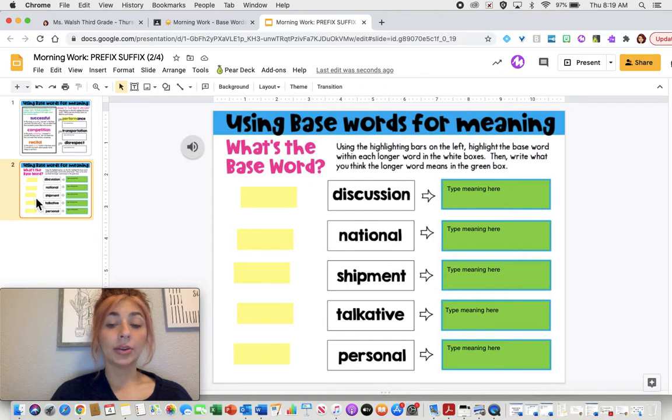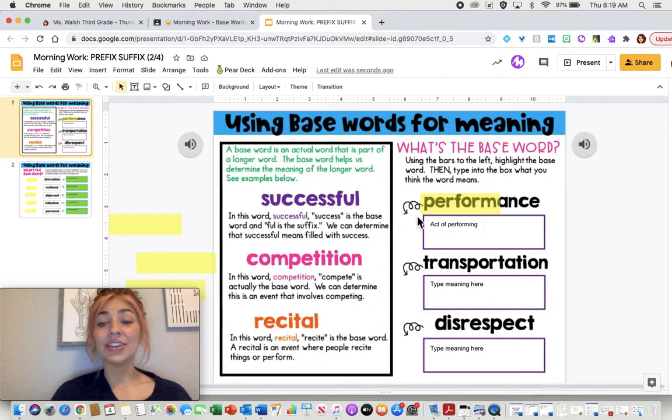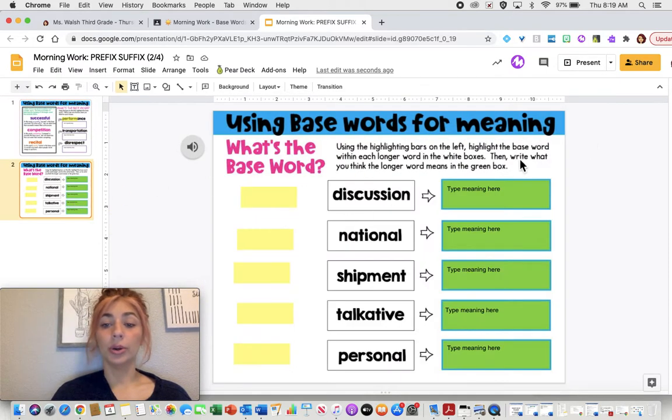Then you're going to come back to slide number 2, and do basically the same thing that you just did on slide 1, except you're going to have a couple more words. These all are going to have suffixes, so that should really help you find out where the base word is. The base word's going to be towards the front. And then you're going to tell me, what does each word mean?